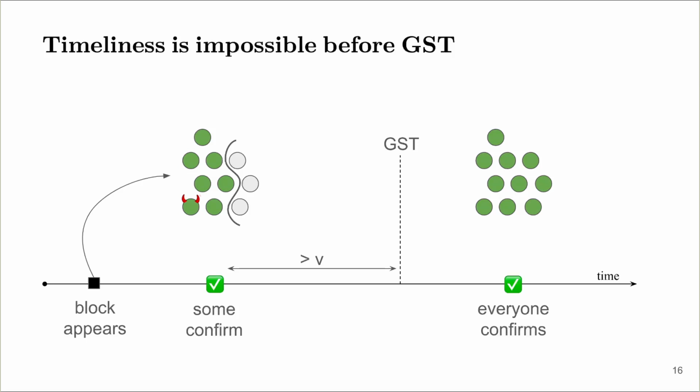As you can see, a block was introduced into some honest parties that has a timestamp that is more than V rounds old. That means that timeliness was violated here. So this is the proof sketch for the impossibility of timeliness before GST in the partially synchronous setting.